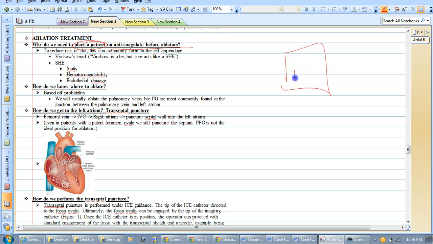So let's draw this out. We have the left atrium. Now we're in the anterior view, right? So where should the appendage be? Right here. So what we're trying to do with anticoagulant therapy is reduce risk of clot formation, right?